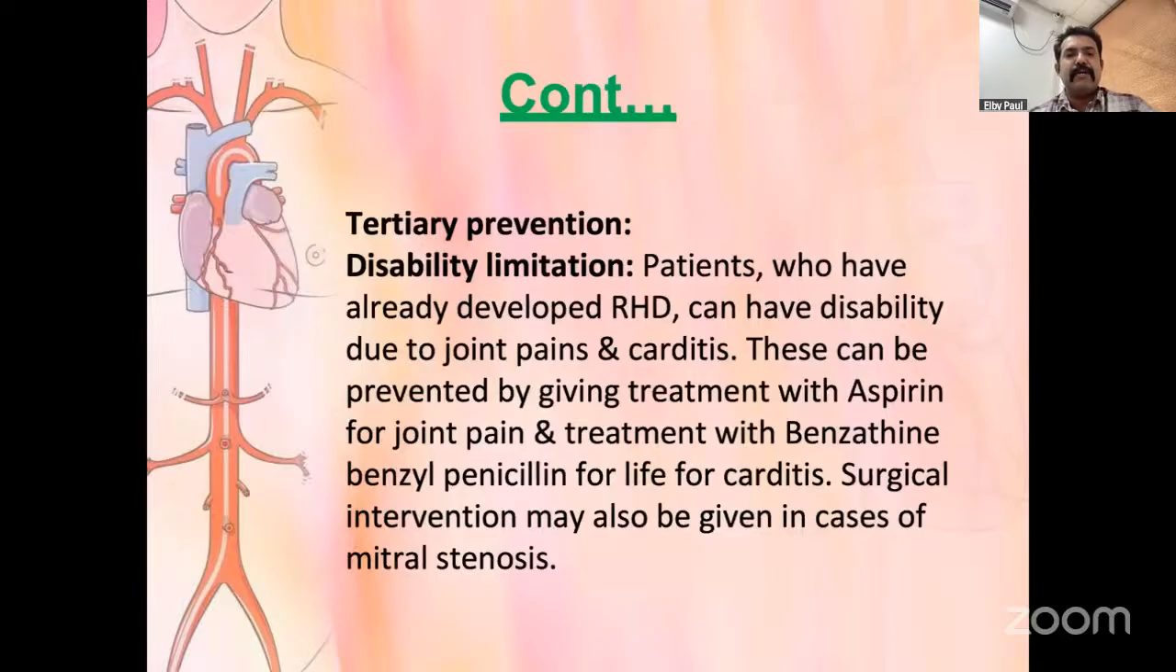And the tertiary prevention, disability limitation. Patients who have already developed RHD can have disability due to joint pain and carditis. This can be prevented by giving treatment with aspirin for joint pain and treatment with penicillin for life for carditis. Surgical interventions may also be given in cases of mitral stenosis; mitral valve replacement we can give.